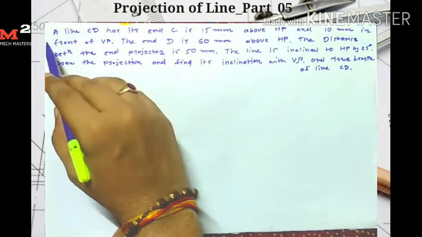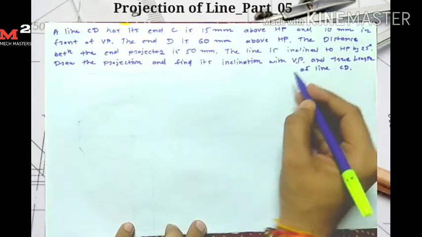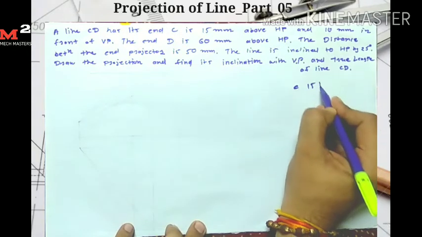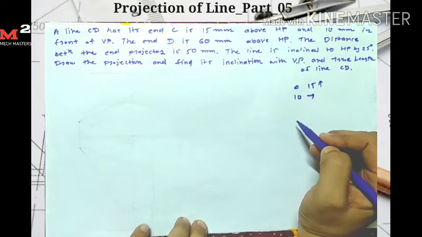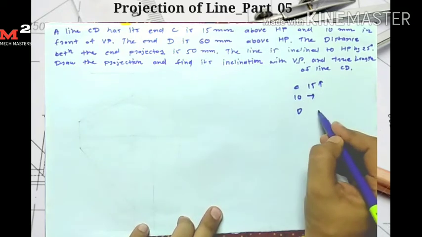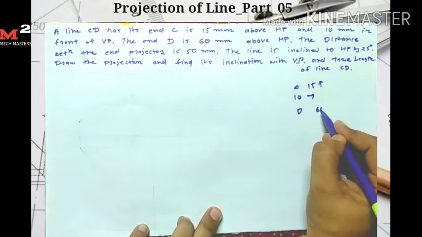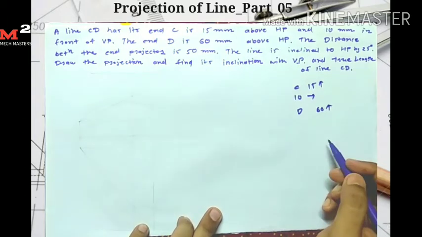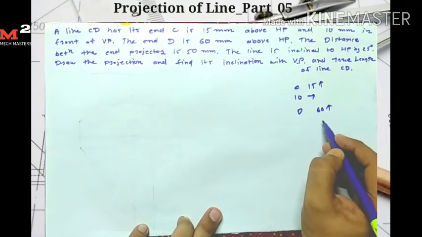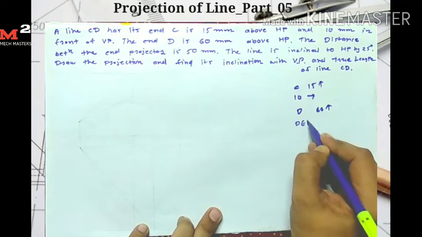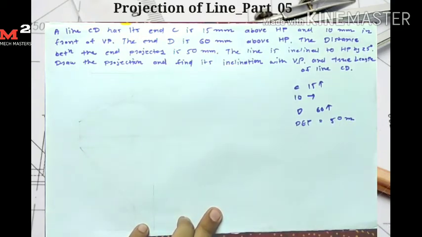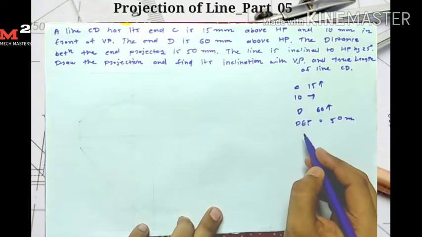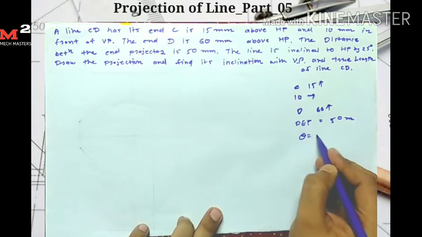Okay, here in this question, the line CD has its end C 15 mm above HP and 10 mm in front of VP, and D is 60 mm above HP, and the distance between the end projectors is 50 mm. Distance between end projectors means the distance between line AA dash and BB dash is 50 mm. The line is inclined to HP by 25 degrees, so theta is equal to 25.